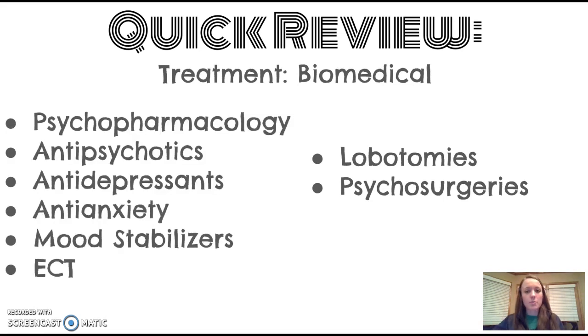Some other types of biomedical treatment options would be, so I mentioned psychopharmacology. That just means the issuing of medication for psychological disorders. So there's different types. Antipsychotics would be something that is prescribed for schizophrenic symptoms or psychotic symptoms like hallucinations and delusions. Antidepressants are going to obviously be things that are given to people who are struggling with depression and lows. These are often going to affect serotonin. They're called SSRIs typically, selective serotonin reuptake inhibitors.